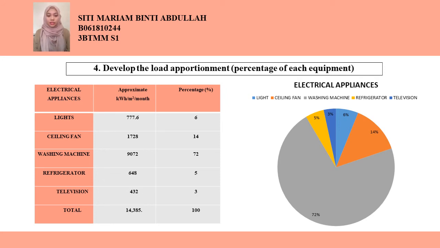For the first one, the electrical appliance is light with 129.6 kWh, which is 8%. The second one is ceiling fans with 504 kWh, which is 32%. Washing machine is 170.1 kWh with 11%, and the fourth one is refrigerator with 648 kWh, which is 41%, and the last one is television with 126 kWh, which is 8%.